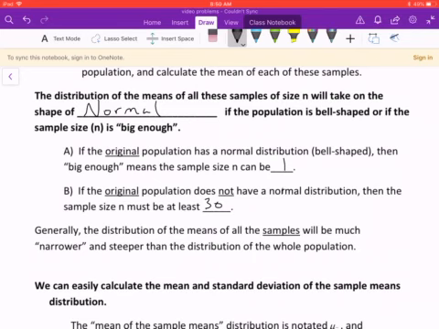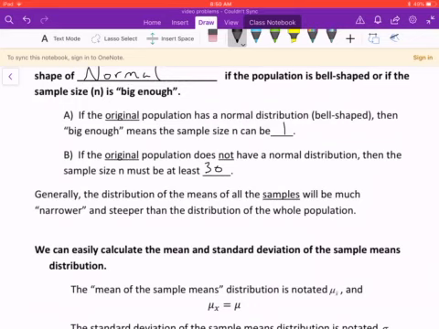Generally, the distribution of the means of the samples will be much narrower and steeper than the distributions of the whole population. We'll see this in the following example.